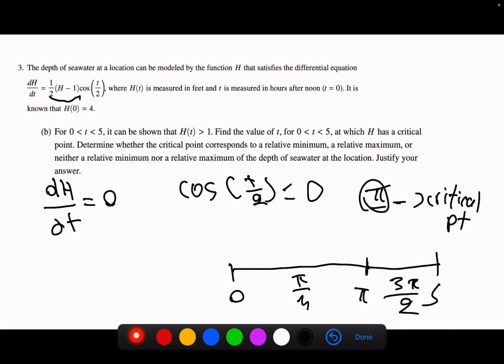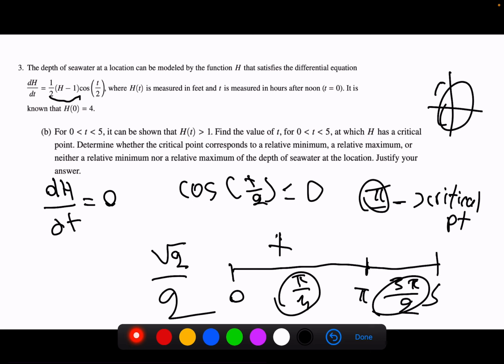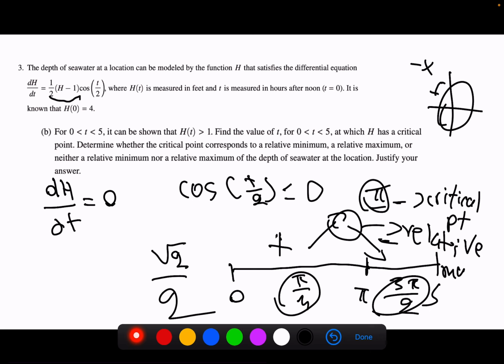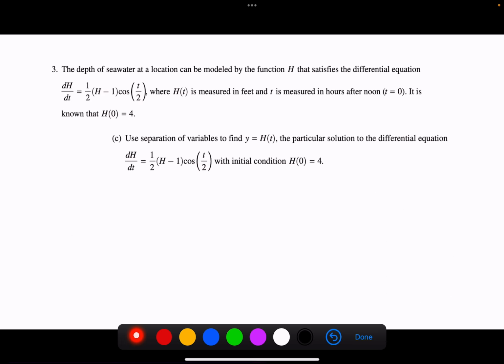That should be positive, because cosine of pi over 4 is definitely positive, square root of 2 over 2. And this should be negative, because if we think of the unit circle, 3 pi over 2 is in this quadrant over here. We're talking about negative x, and on the unit circle cosine is x, so this would be negative. Since we're going up and then going down, we're talking about a relative maximum. So I would say this would be my approach. I'm not sure if this is the correct way though. So let's move on now.